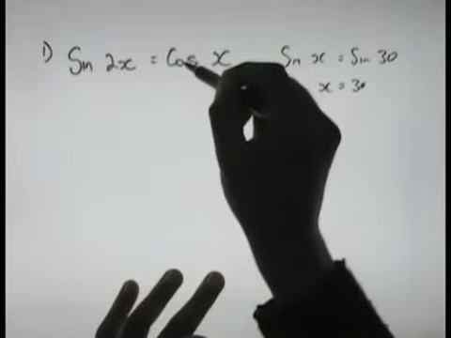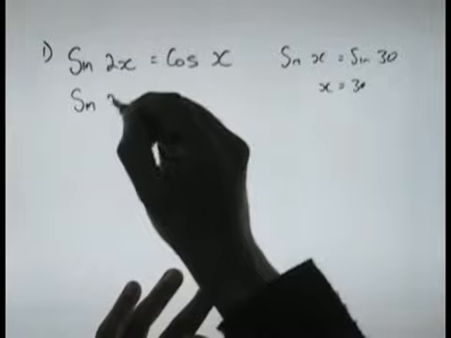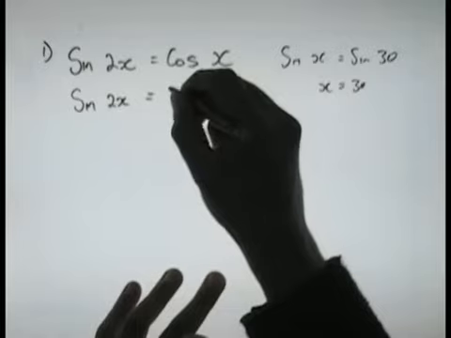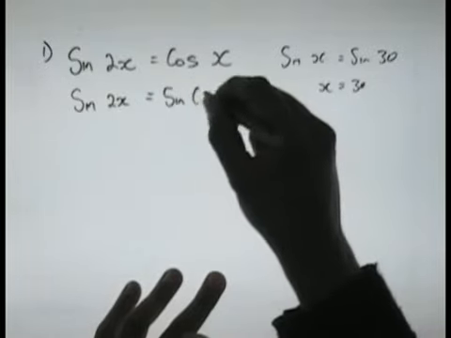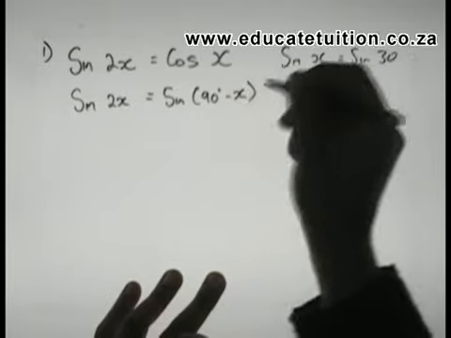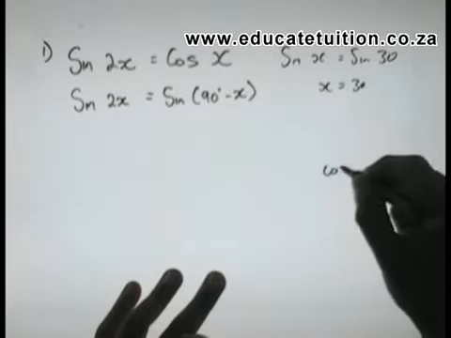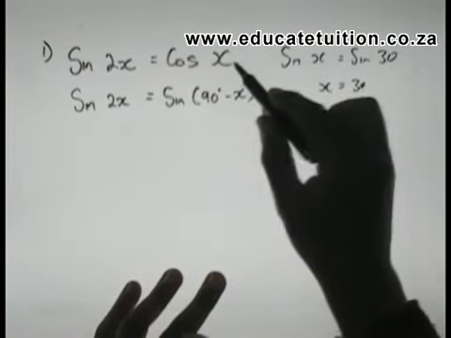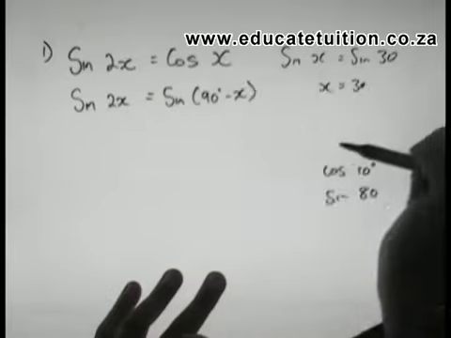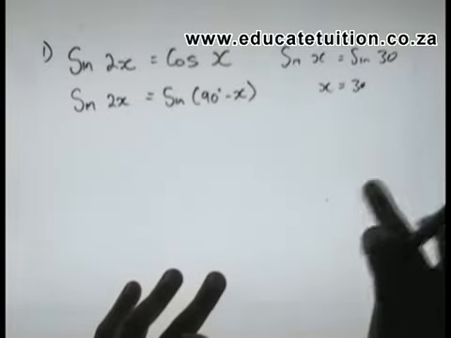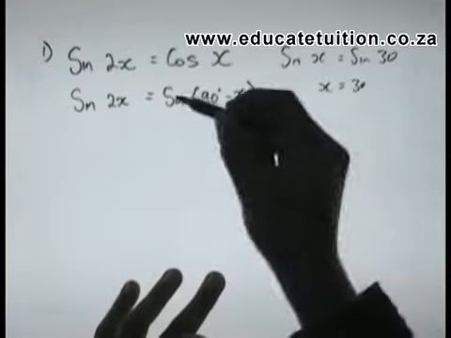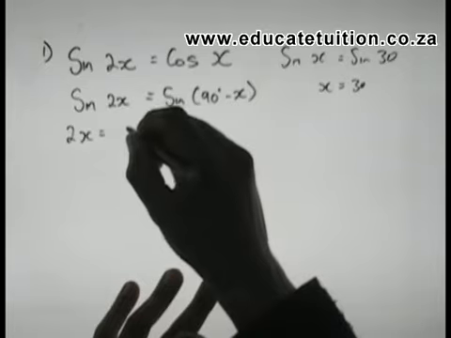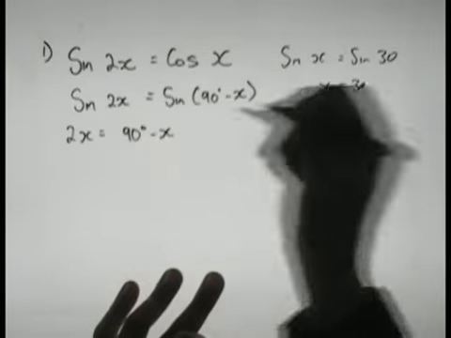In this case, I've got sine and I've got cos. Now, sine 2x I'm going to leave as is, but cos of x I'm going to make sine of 90 degrees minus x. Because think about this, cos of 10 degrees is the same as sine of 80. So cos of x is the same as sine of 90 minus x. Now I can drop the signs, which means that 2x is equal to 90 degrees minus x.